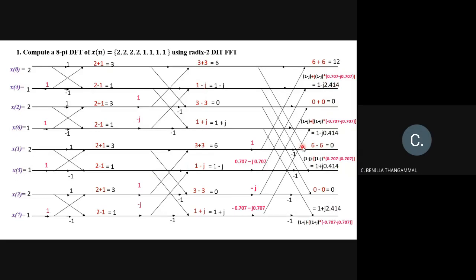You just remember that. Finally, we have to complete the problem. Here it is. You'll get X of 0, X of 1, X of 2, X of 3, X of 4, X of 5, X of 6, and X of 7. So the 8-point DFT of the given x of n is X of k equal to 12, 1 minus j 2.414, 0, 1 minus j 0.414, 0, 1 plus j 0.414, 0, 1 plus j 2.414. So this is how we compute the 8-point DFT using the radix-2 DIT FFT algorithm.